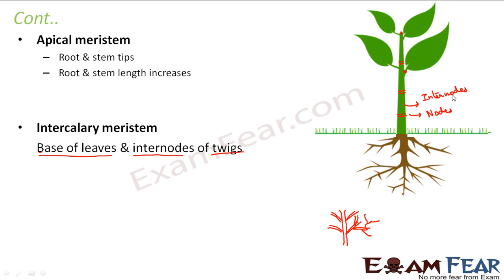So it will actually help in the growth of the branches, which will again give rise to twigs and twiglets, right? So it helps in the growth of the plant that way. The apical meristem is increasing the length of the stem and the length of the root. Intercalary meristem is increasing the branches and the leaves, right? So that is the intercalary meristem.